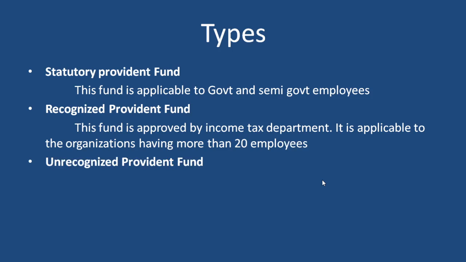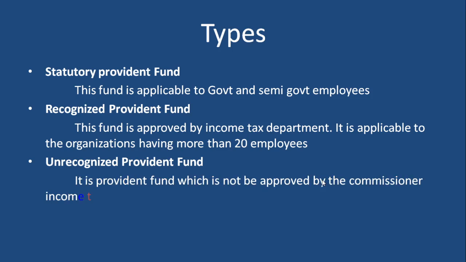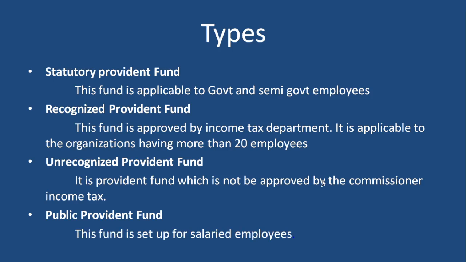Unrecognized provident fund is a fund which is not approved by the Commissioner of Income Tax. And the last one is the public provident fund. Public provident fund is a fund set up for salaried employees, and in public provident fund there is no employer's contribution, only the employee's contribution.